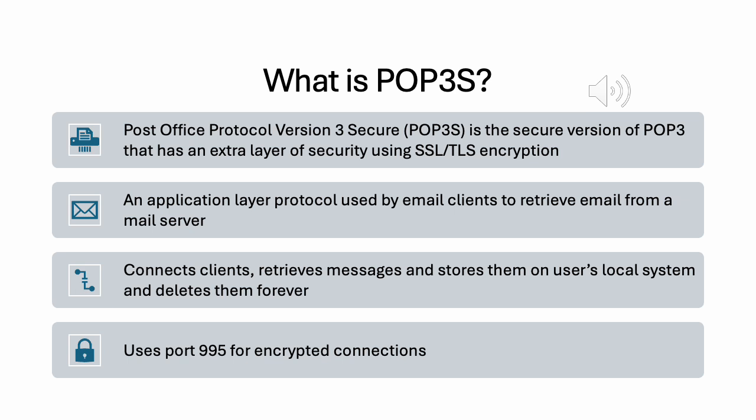from cyber threats. Unlike web-based email services, which store messages in the cloud, POP3S downloads emails to a user's device and deletes them from the server permanently. This means that once an email is retrieved, it no longer exists on the server, making it inaccessible to hackers who might try to breach an email account. POP3S operates on port 995, which is designated for secure encrypted email retrieval.